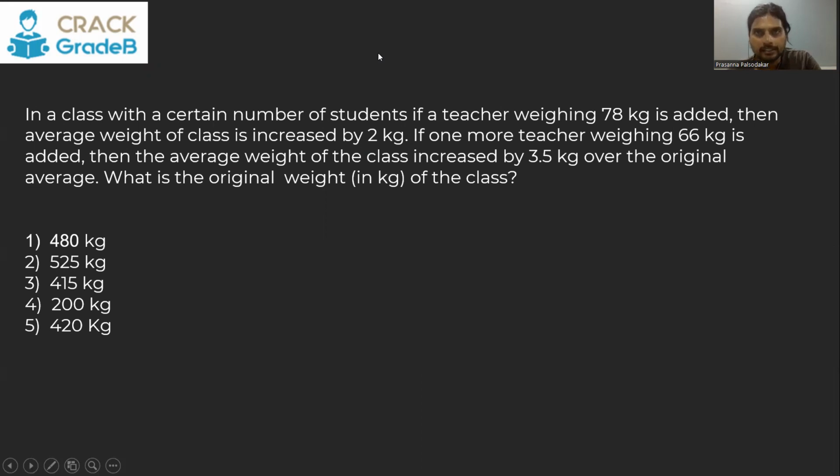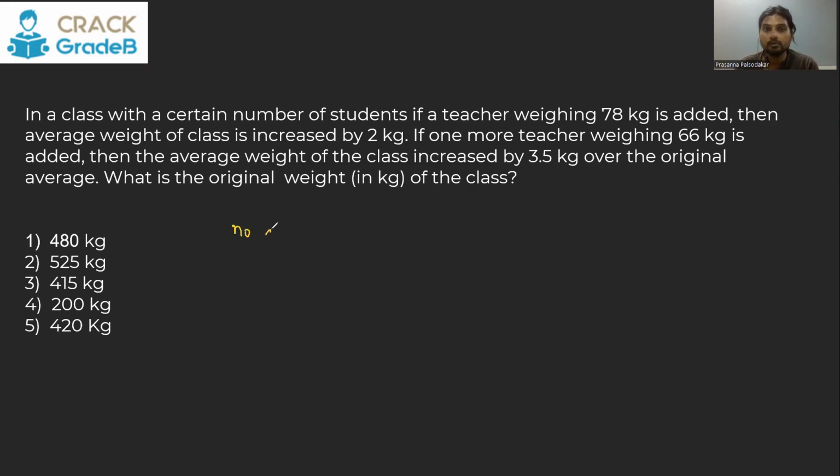Okay, let's see one challenging last question. In a class with a certain number of students, if a teacher weighing 78 kg is added, then the average weight of the class is increased by 2 kg. If one more teacher weighing 66 kg is added, the average weight of the class increases by 3.5 kg over the original average. What is the original weight of the class? So the number of students also we don't know. The original average also we don't know.